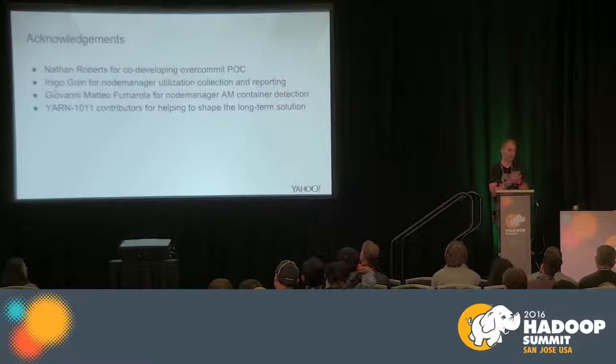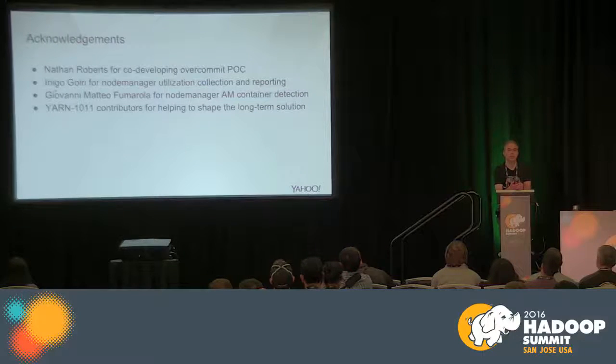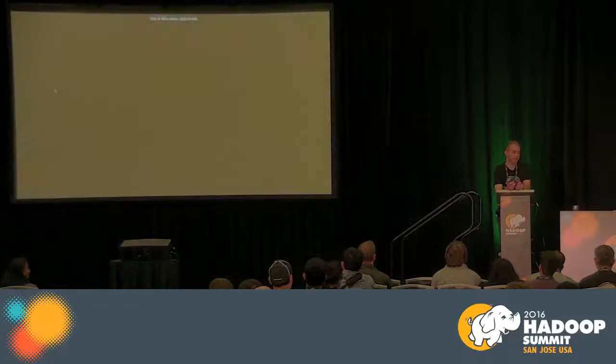Okay, finally, I'd like to acknowledge some people. Nathan Roberts, one of my coworkers at Yahoo, was very instrumental in helping to develop this prototype. I'd also like to give a shout out to a couple of people in the community that made some instrumental changes that we directly used as part of this. Inigo and Giovanni both did work on some of the protocols between the node manager and the resource manager to help drive utilization, which of course is a fundamental piece of this prototype. And then finally, I'd like to shout out to all the people that have been working on YARN-10.11, contributors, commenters, because that's the vision we see as the ultimate long-term solution for having Apache Hadoop do overcommit. So with that, any questions?